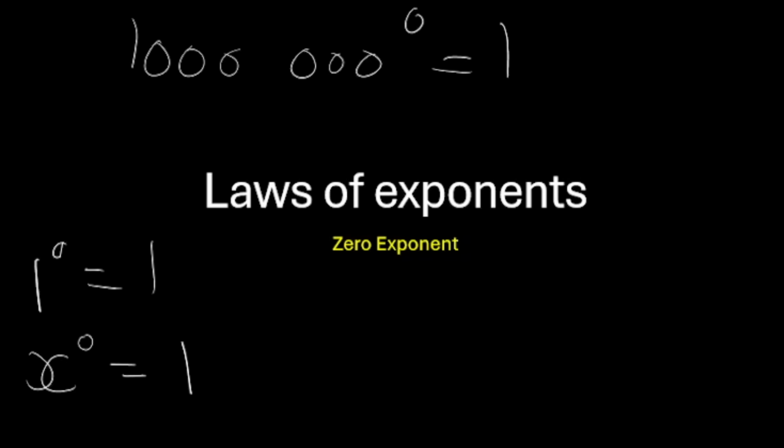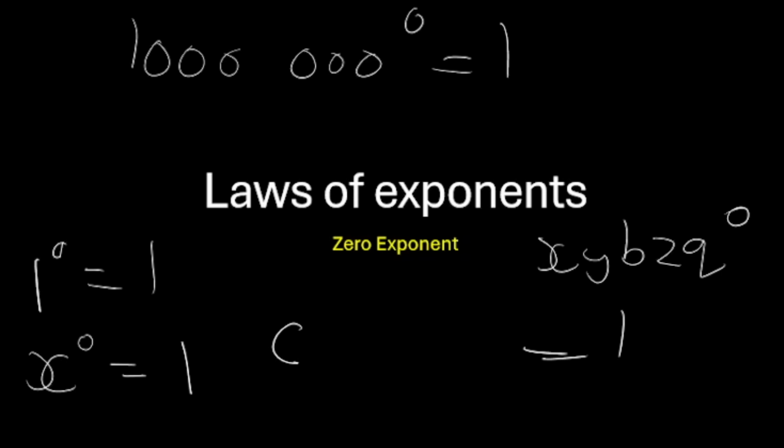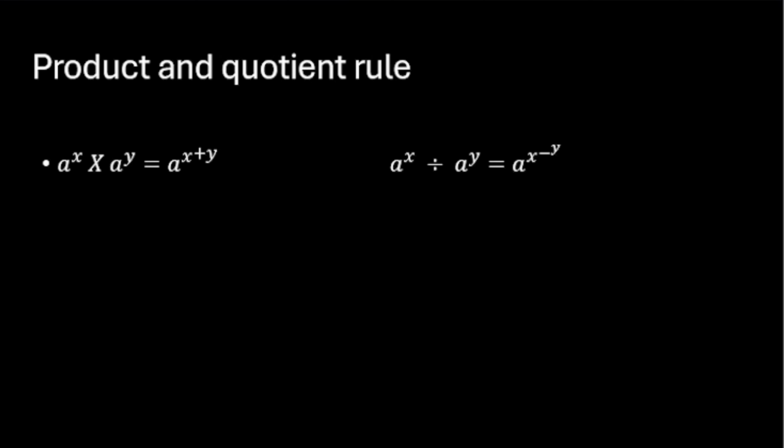Any number or variable, even x, y, b, z, q powered by the exponent 0, the answer still will be 1. The only thing that won't be 1 when powered by the exponent 0 is 0 itself. So when it's 0 powered by the exponent 0, the answer won't be 1, it will be 0. So that's the simplest law. Now let's go to the product and the quotient rule.